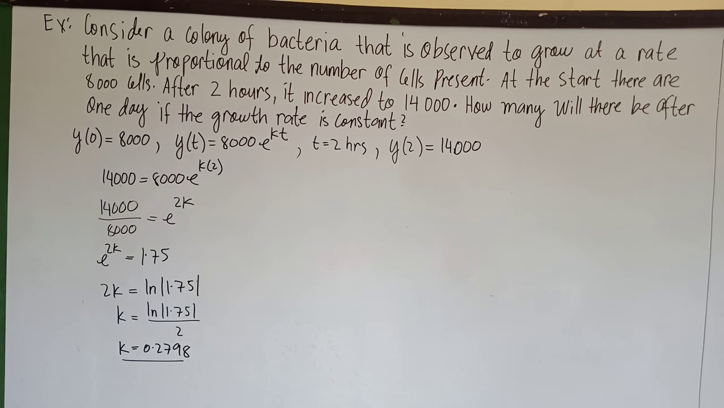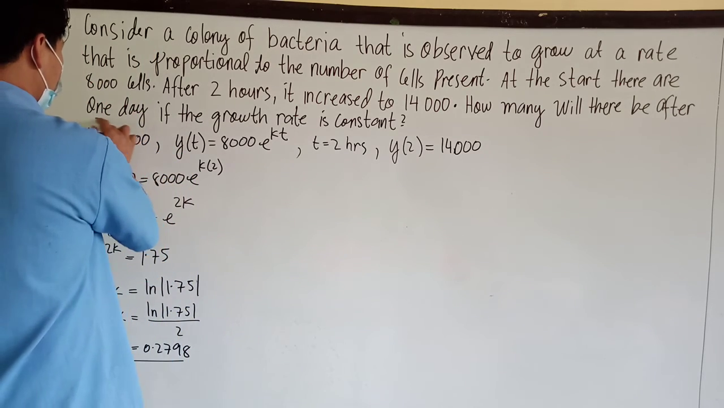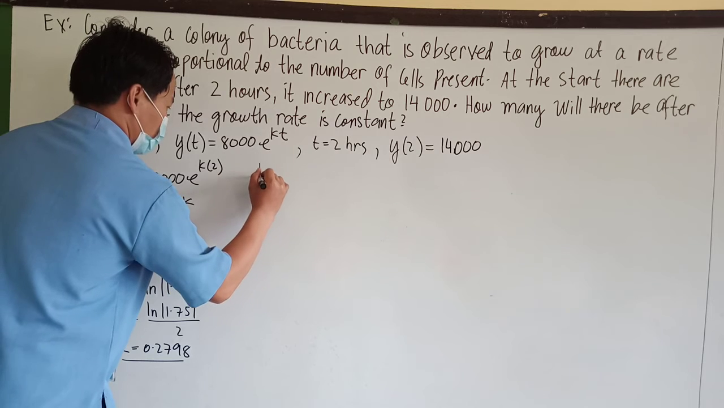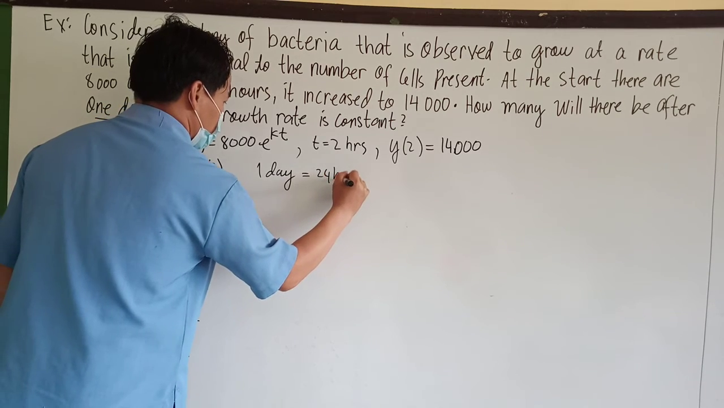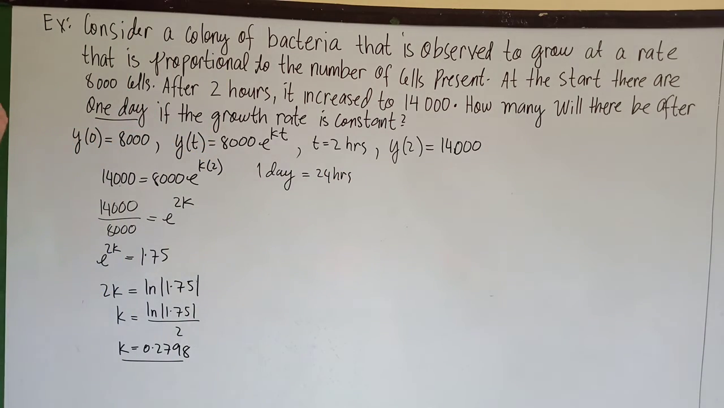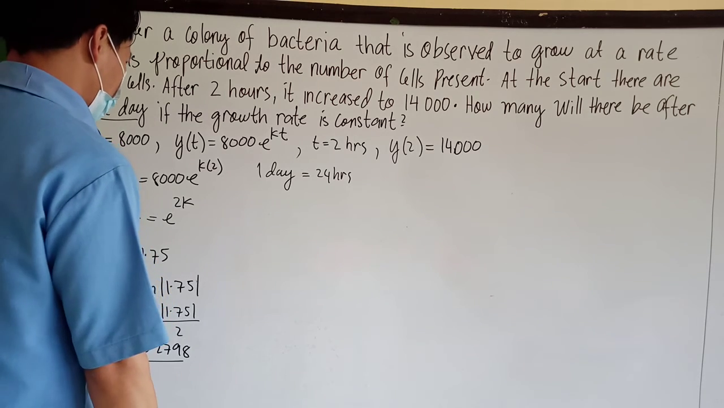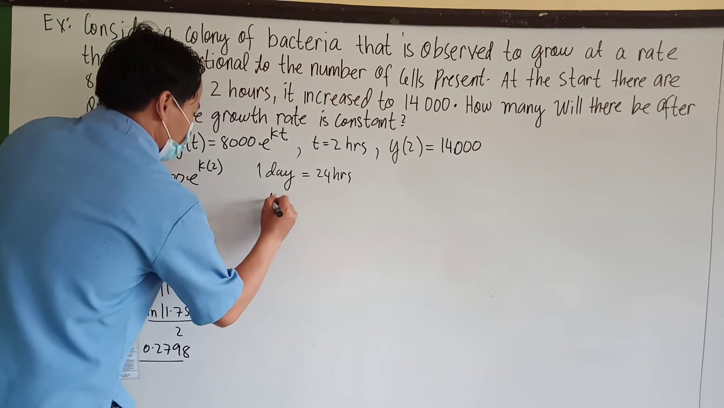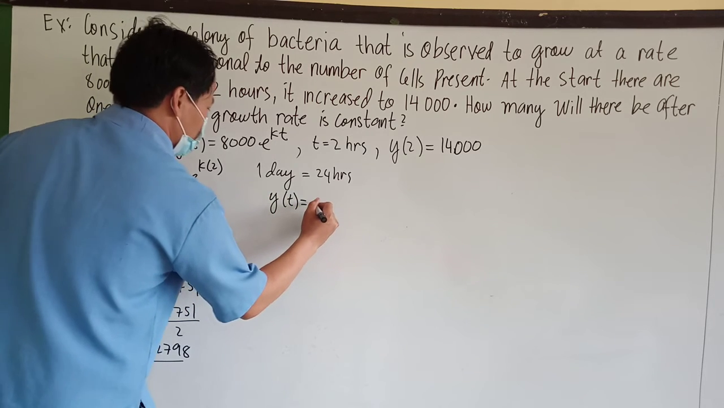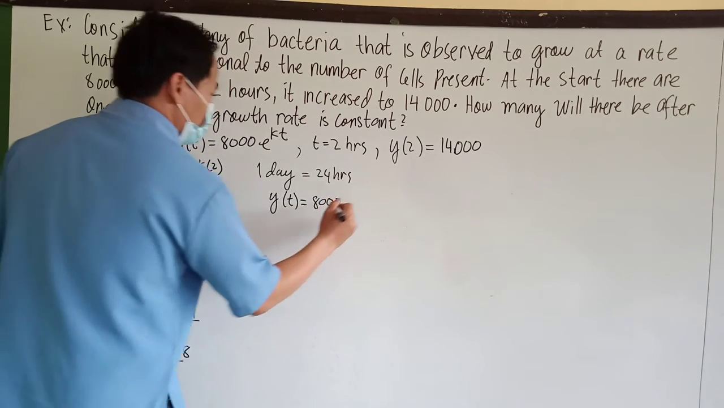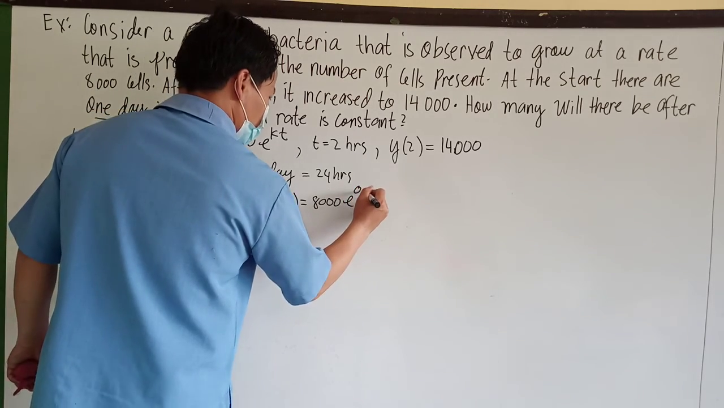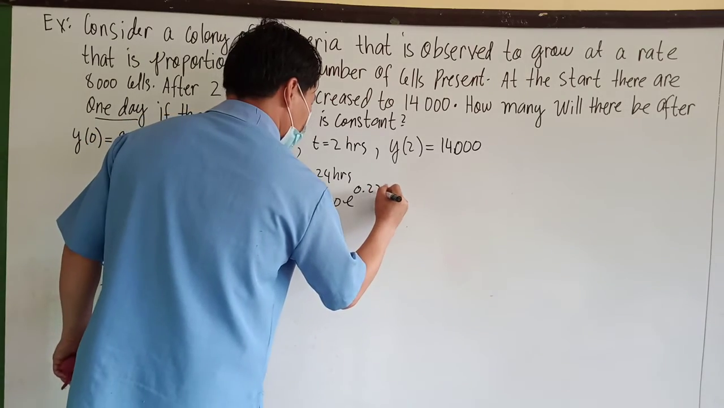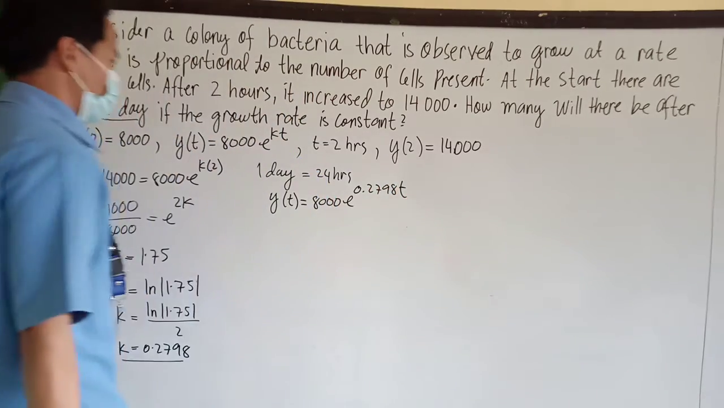After that, we will solve now for the number of cells in 1 day. Remember that 1 day is equivalent to 24 hours. 1 day is equivalent to 24 hours. So from this, we can now solve for y of t. Using this given equation, 8,000 e to the power of k times t, where the value of k is 0.2798 times t.